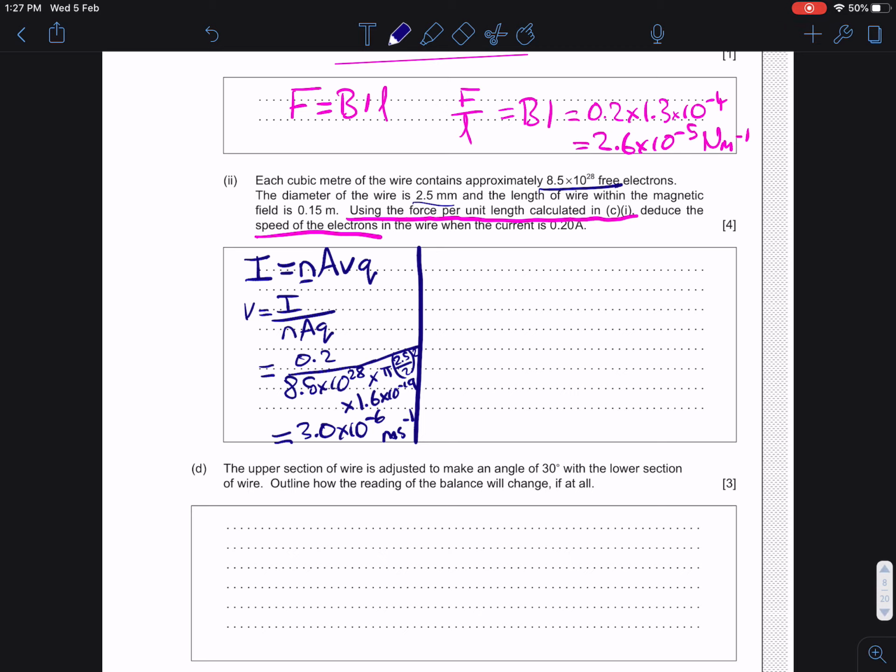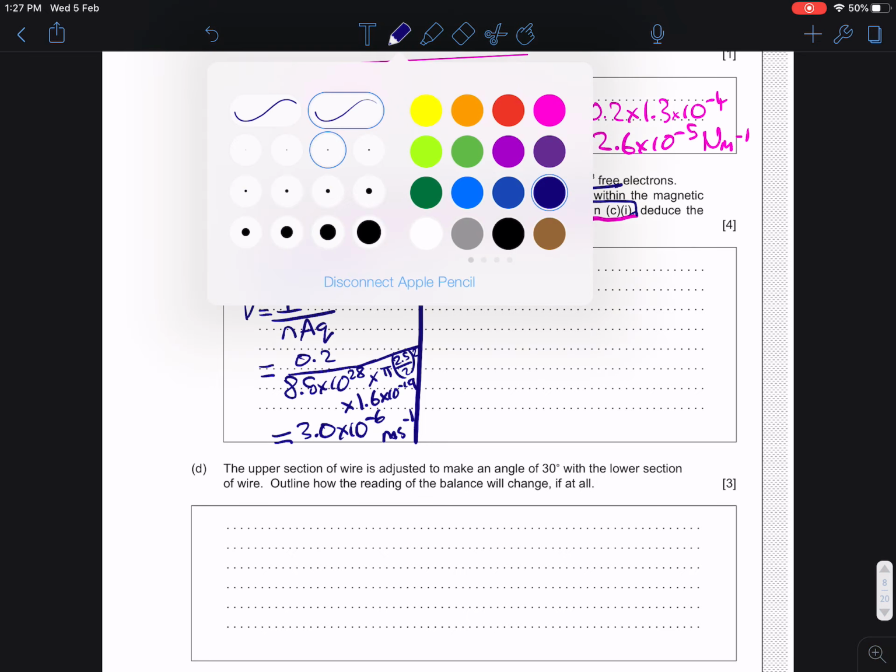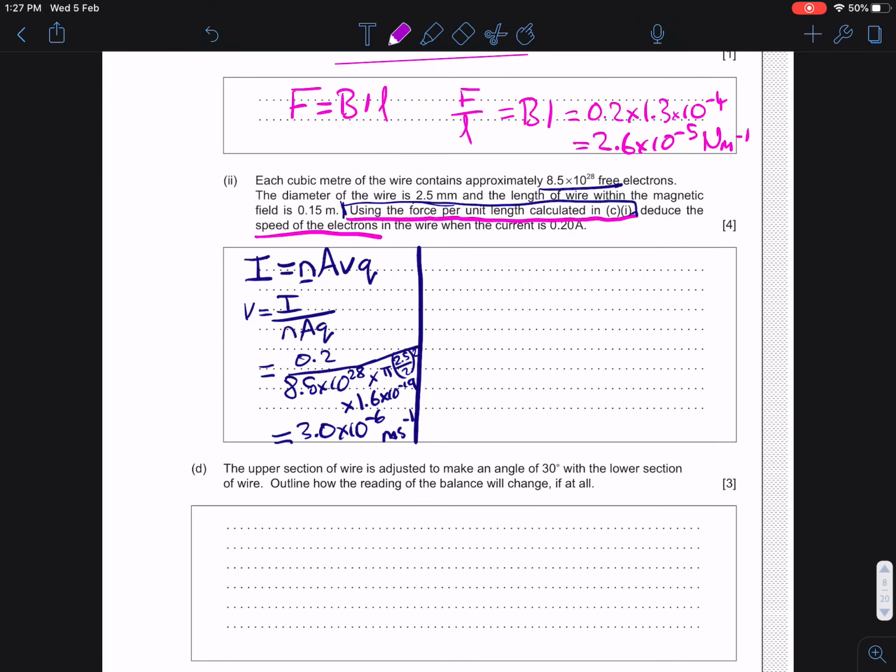That's one way of doing it, but we haven't used the force per unit length calculated in C part 1. So I imagine you would lose a mark for that in the mark scheme. So instead I'm going to say, well, the volume of the wire in the field is pi times d over 2 squared times the length. That's the volume of the wire in the field, which works out as 7.36 times 10 to the minus 7 meters cubed.